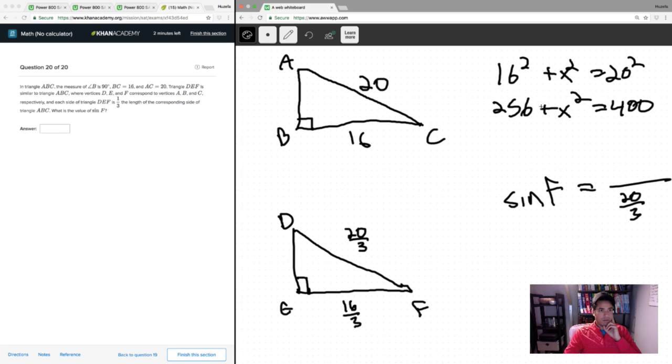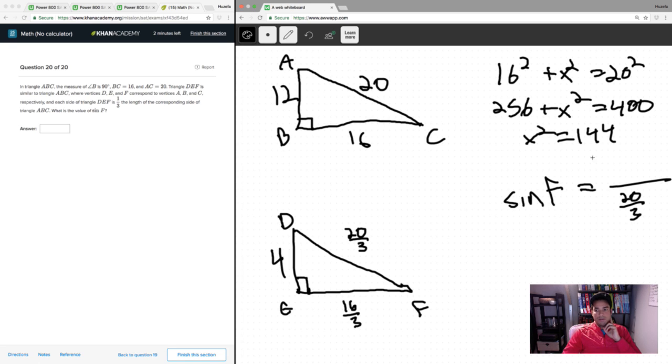Because there's no calculator, we can't use a calculator. Subtract 256 from both sides. We get x squared equals 144. Hopefully you recognize that the square root of 144 is 12. Oops. Sorry, this is 12. So then again, divide by 3 to get this side. 12 divided by 3 is 4.